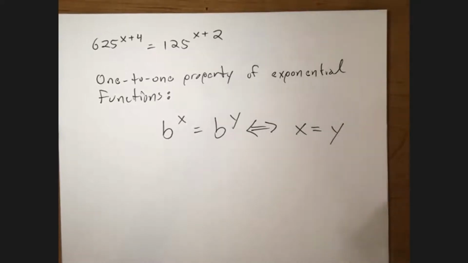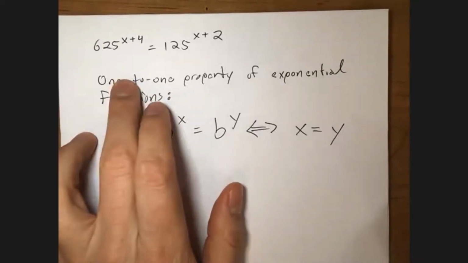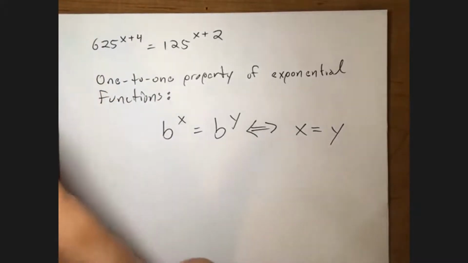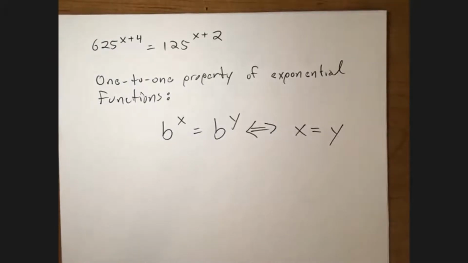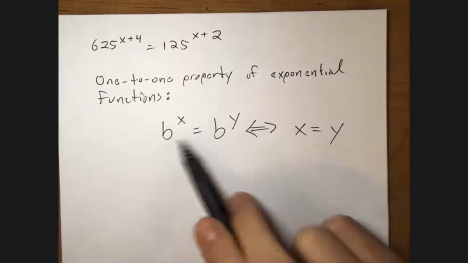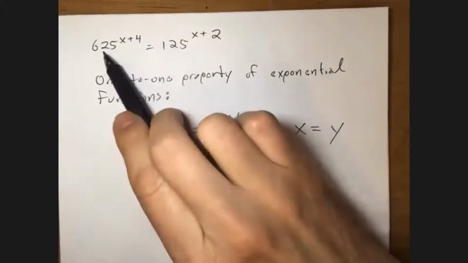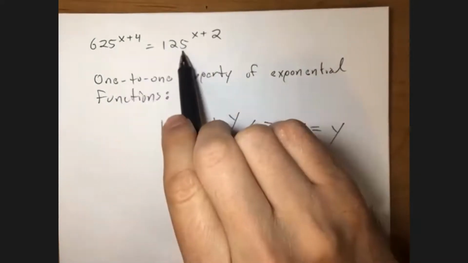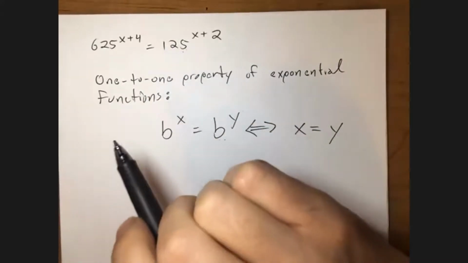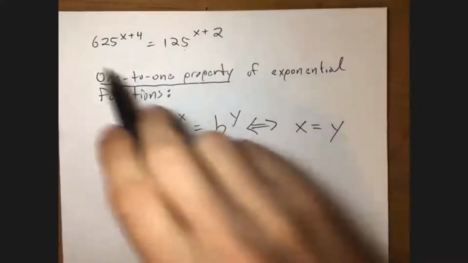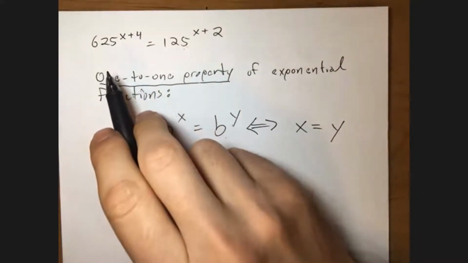Exponential functions aren't the only functions that satisfy the one-to-one property. Other functions have this property as well, but not all functions. So it's a special property enjoyed by some functions, but not all. But we can use it here. So the only thing is, in order to use this property, we need the same base on both sides of the equal sign. I don't have that here. I've got a different number on the left than on the right. So the idea is that if we're going to use this one-to-one property, then we are going to need to rewrite this so that they do have the same base.